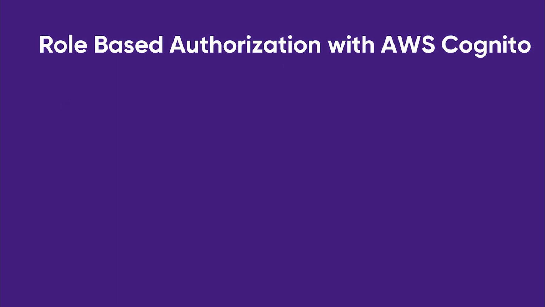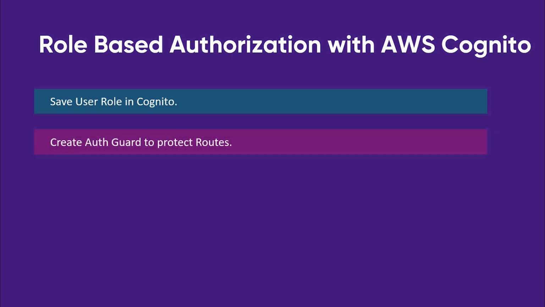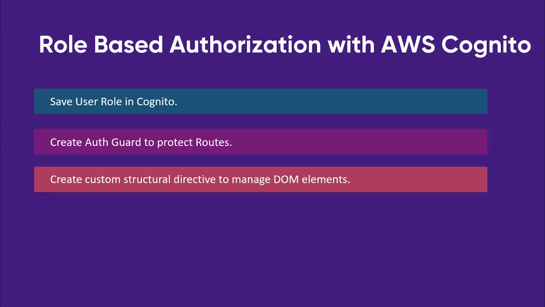So in this video, we will continue to work on our previous application and we will implement role-based authorization using AWS Cognito. For that, first we will save user role in Cognito as custom attribute, and then we will create an auth guard to protect routes from unauthenticated users, and then we will create a custom structural directive to manage DOM elements based on roles.